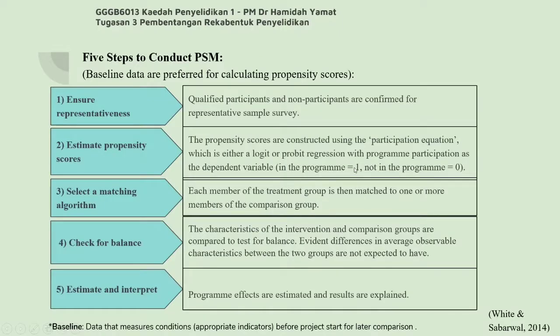To have an overview, these are the 5 steps that researchers usually carry out to conduct PSM. First, ensure representativeness. Second, estimate propensity score. Third, select a matching algorithm. Fourth, check for balance. And last, estimate program effects and explain the results.